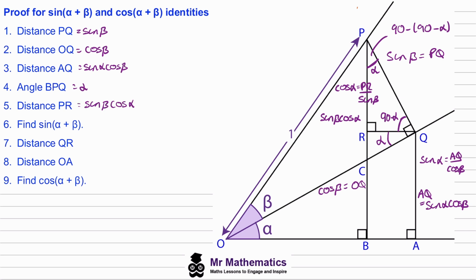And now we have enough information to work out the sine of alpha plus beta. We have the length A to Q, which is here, and we have the length R to P. And we know the hypotenuse is still 1. So the sine of alpha plus beta will be the opposite length, A to Q, plus R to P.